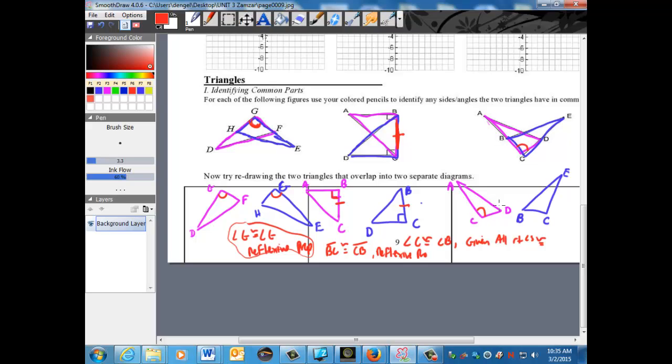So here's angle C, and here's angle C. And again, just like in that first shape, we don't have anything else that we can prove. But what I can say is angle C is congruent, equal to angle C, and that's by the reflexive property.